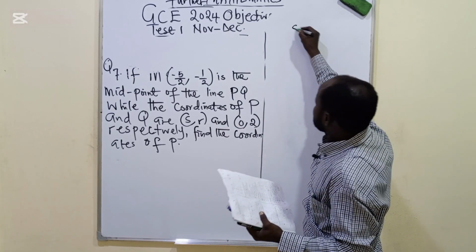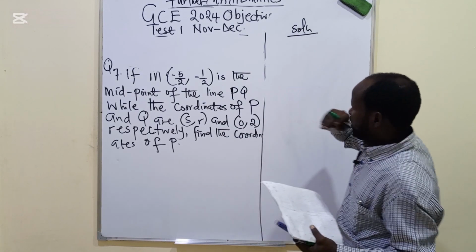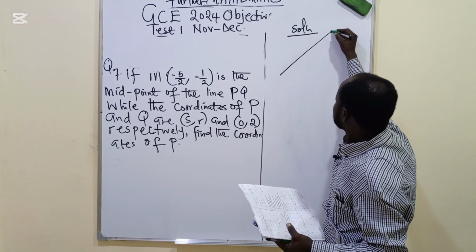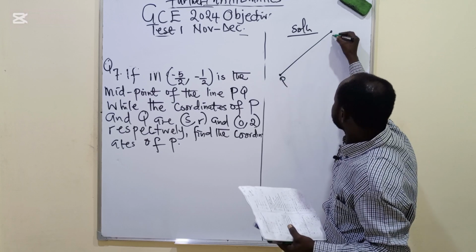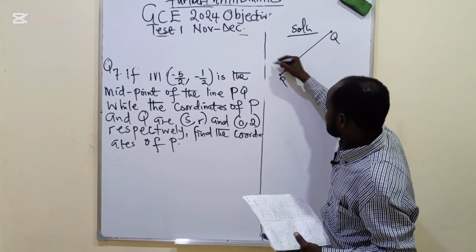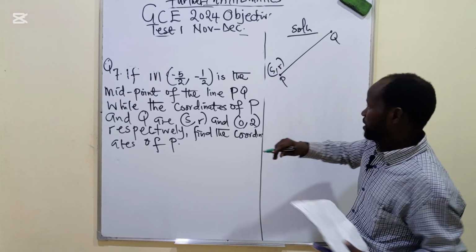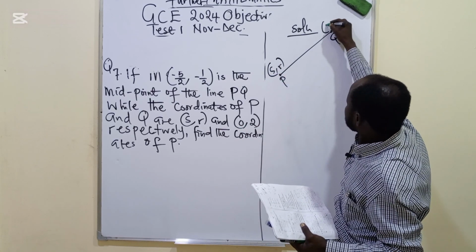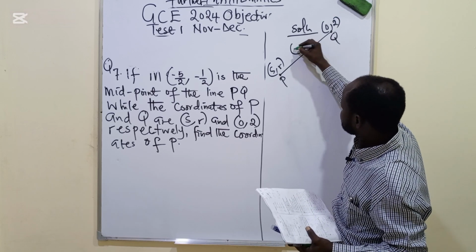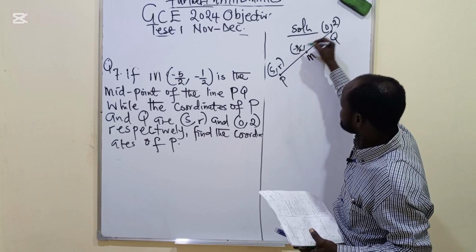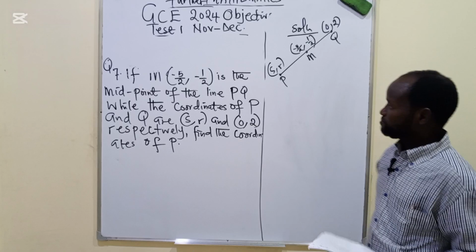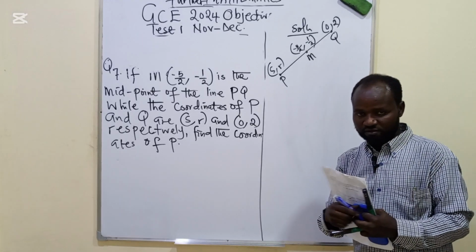Very important. Let's write down the solution. We are having 2 points. Let me draw it this way. We are having point P and Q. The coordinate of P is given as S, R, and that of Q is given as 0, 2. Then the midpoint, which is M now, is given as minus 5 divided by 2, minus half. This is the midpoint. So we have to use the midpoint formula here because the midpoint is given.